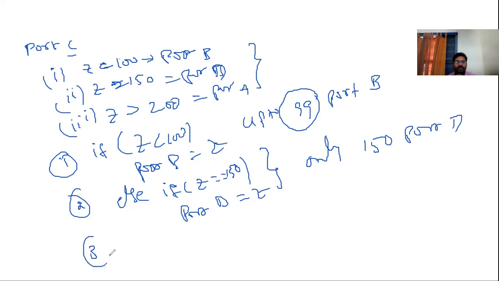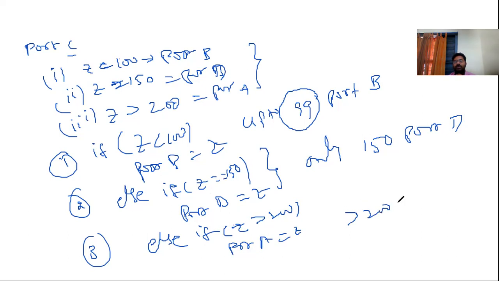What is the third condition? The first condition is there, if, then again else. What is the third condition? Z greater than 200, then port A equal to Z. So any value greater than 200 can be sent to port A. This way you can use the else-if, if-else statements based on the condition.